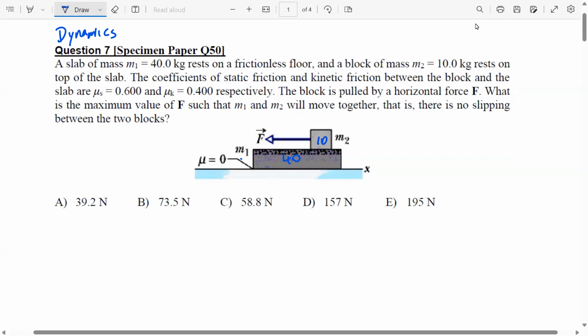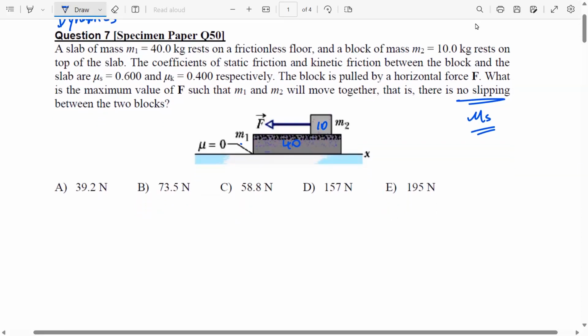There is no slipping. With no slipping, we'll be using the coefficient of static friction, because kinetic friction is when the two surfaces are sliding. So what happens is that they will move together, they will accelerate together. Now, if you draw the free body diagram on M2, the 10 kg, there will be a forward force F and friction backwards. And by Newton's third law on M1, there will be a forward force.